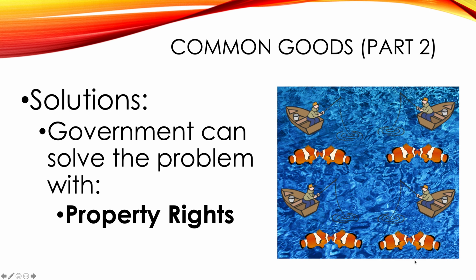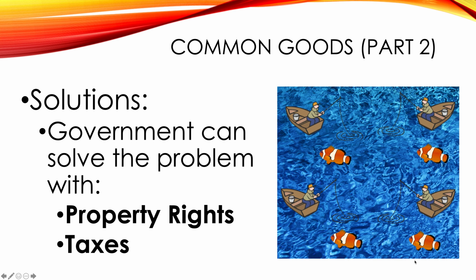The other thing the government could do, besides property rights, is impose taxes. So imagine every fish that a fisherman catches, they have to pay a tax on it, right? That's going to slow these fishermen down. It's going to raise the marginal cost of catching a fish. And so essentially, yes, they're going to catch that one fish, right? And they're going to pay a tax for it.